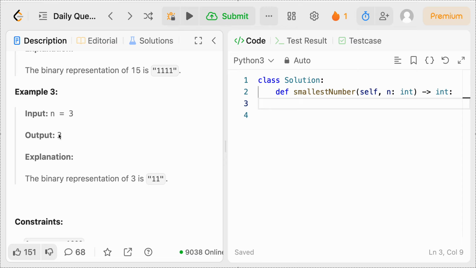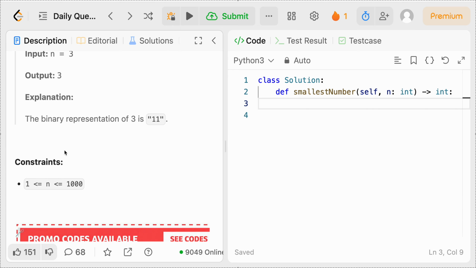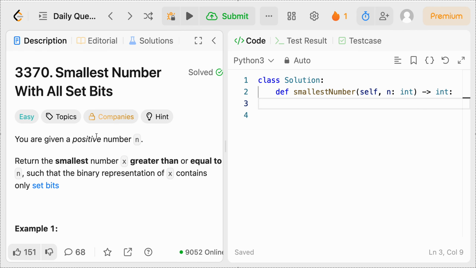That's the main takeaway to look at from these examples. And for example 3, we can actually use the number itself, 3, as long as it also has a set bit binary representation, right? So for the constraints here, we see that our input n integer is going to be between 1 and 1000, which leads us to the main observations that we really need to make.